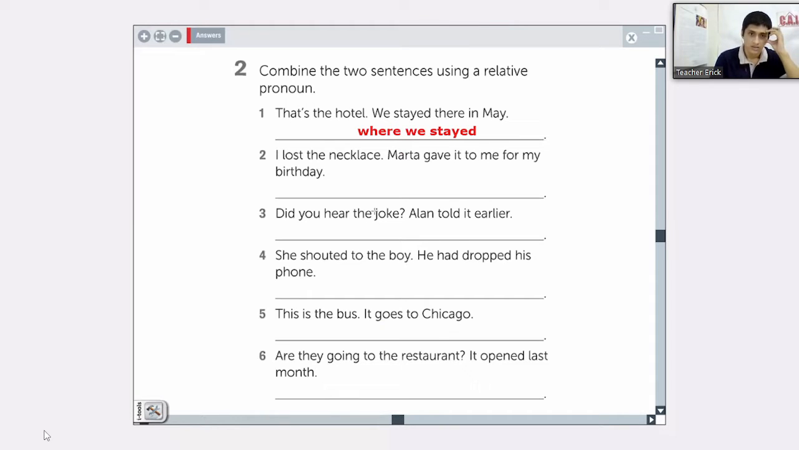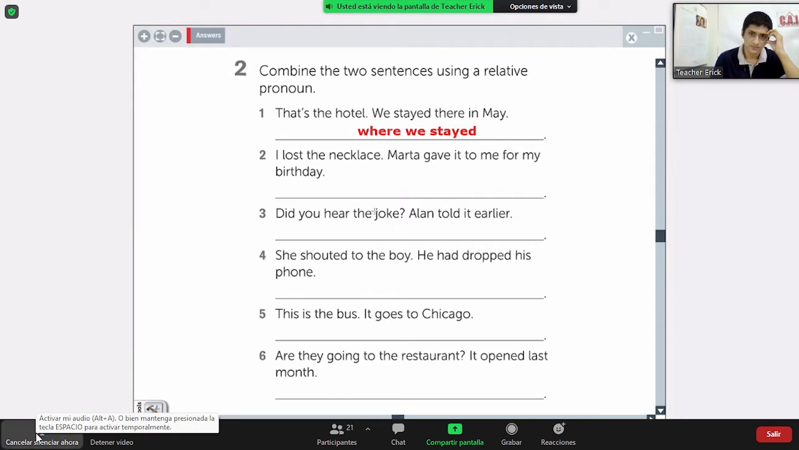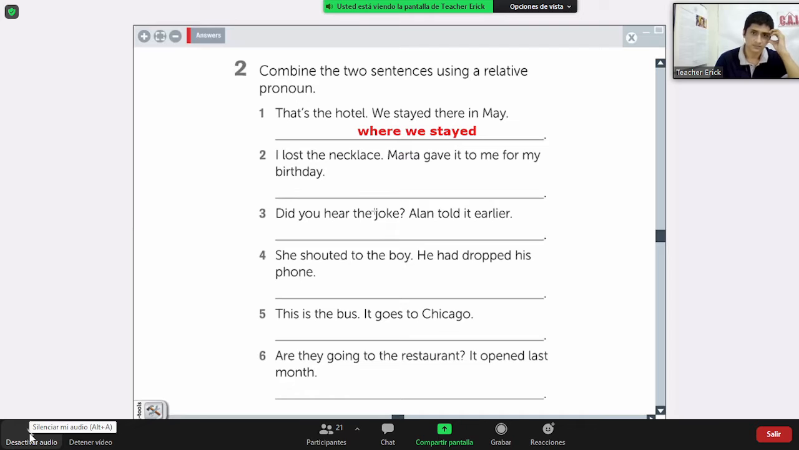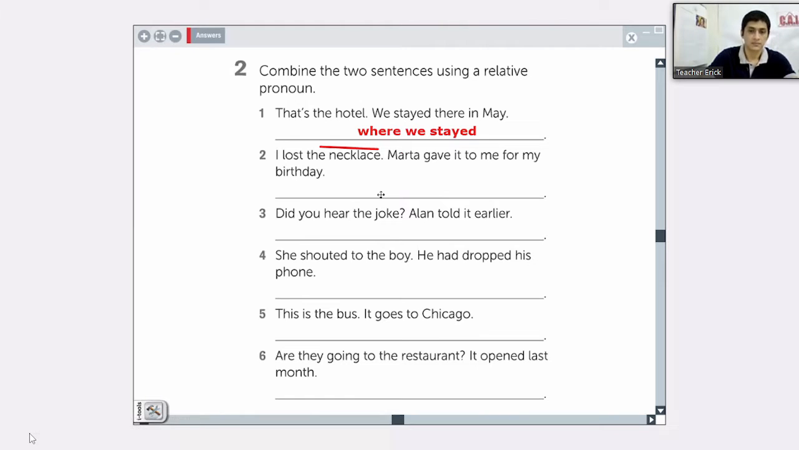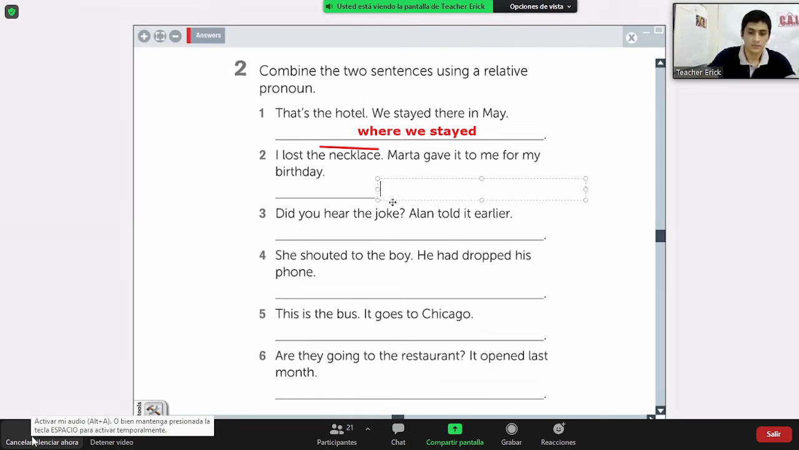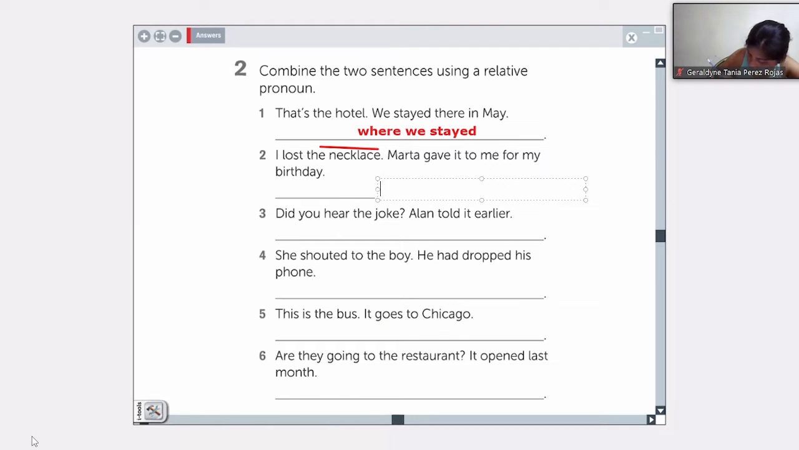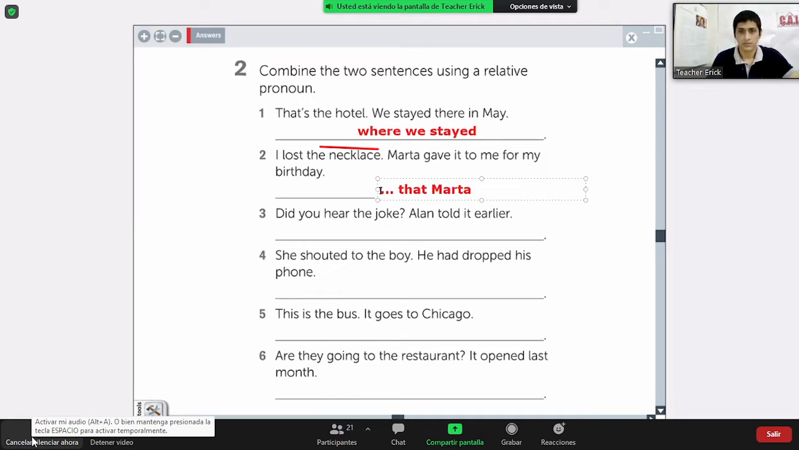And number 2, I lost the necklace. That Martha gave. Only that. That Marta. Okay. So, yeah, that Martha gave me, right? So, Martha gave me, and that refers to the necklace. Después todo lo mismo, ¿no?